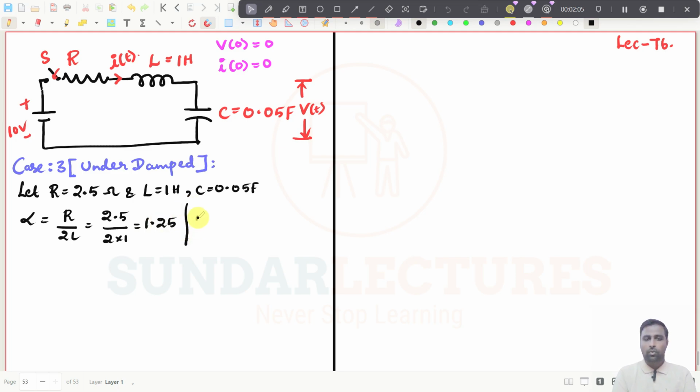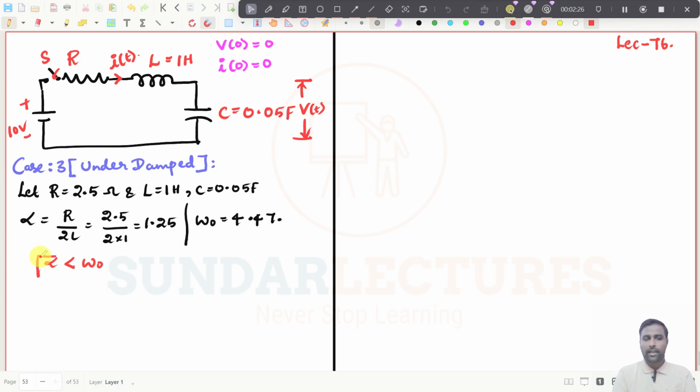We know that omega naught is equal to 4.47. We have already seen this; take 1 over root LC, and you will get 4.47. What is the condition? We can easily understand: alpha is less than omega naught.